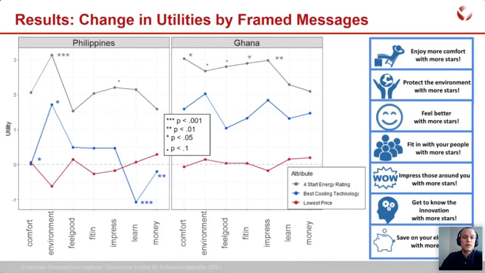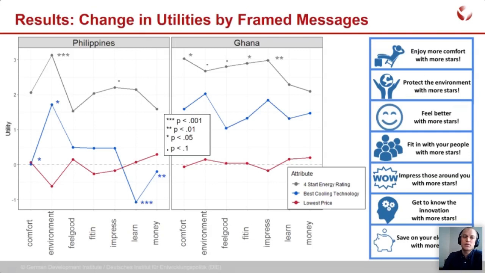And now if we look at within manipulation of the different framings, what we do find in the Philippines is an interaction effect of the environmental framing on the energy efficiency. So the gray line refers to the utility of the energy efficiency rating that is increased, especially for the environmental framing in the Philippines, whereas in Ghana, the comfort, the fit-in, and the impress framing increase the utility of the energy efficiency.